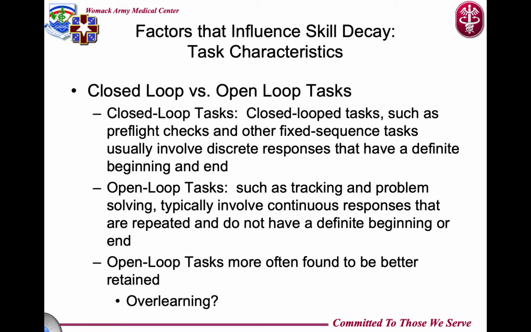Then there are closed-loop versus open-loop tasks. Closed-loop tasks are those with a readily identified beginning and end. Examples would include a checklist and fixed sequence tasks. Open-loop tasks are more continuous and are repeated without a clear end or beginning. It's been found that open-loop tasks are usually better retained, even for long periods of time, months, years, much longer than closed-loop tasks. This might be because of the continuous nature of open-loop tasks, which in effect allows for repeated practice and allows for overlearning of the task to occur.